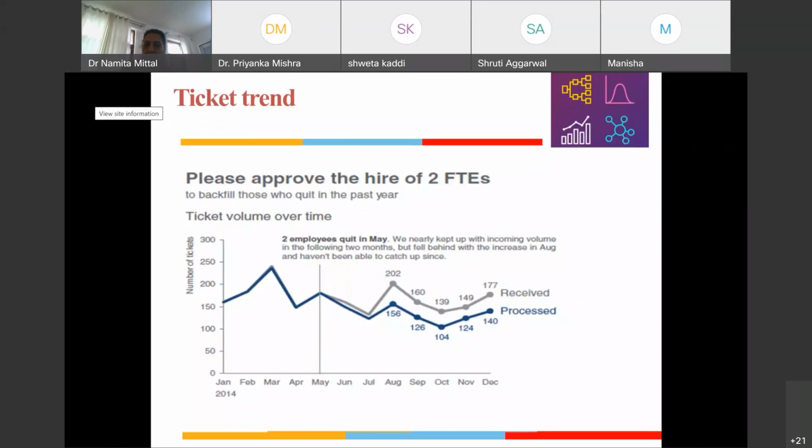Look at the month of August. We have tickets processed 156 and tickets received 202. Similarly, 126 and 160, 104 and 139. So here is the difference. Earlier there was no difference or a negligible difference. From May only, it starts having a difference. That makes a clear picture.